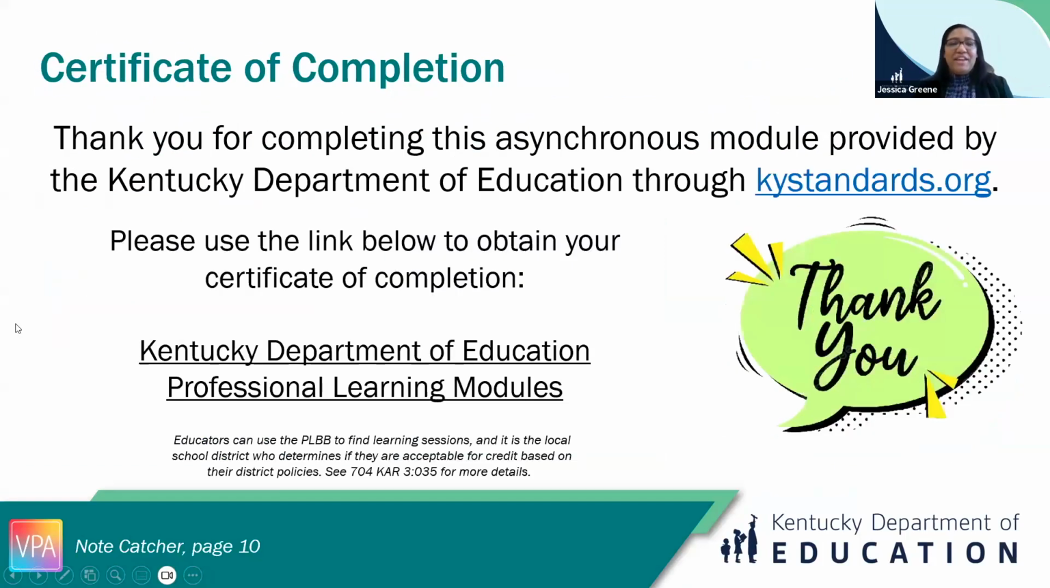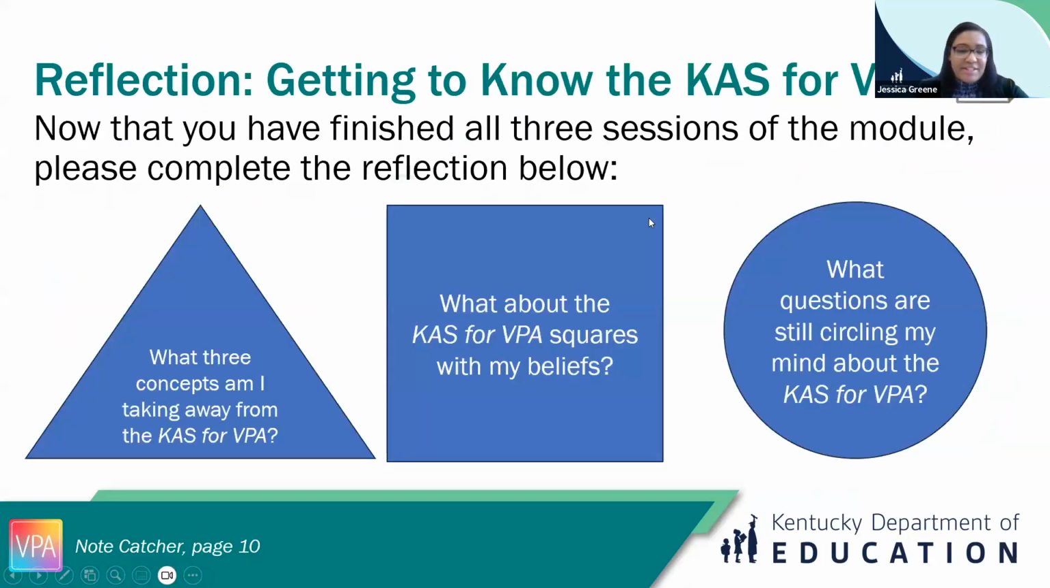So when you're thinking about all three of these sessions, of course, you've only had a little dabble in sessions B and C, but thinking about this is what we want people to take away before they get their 4 ELA credit hours. We want them to think about what 3 concepts are you taking away from the CAS for VPA? What about the CAS for VPA squares with my beliefs? And then what questions are still circling my mind about the CAS for VPA?